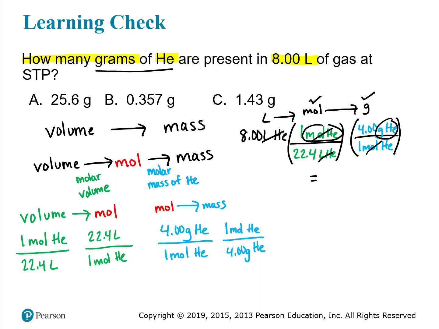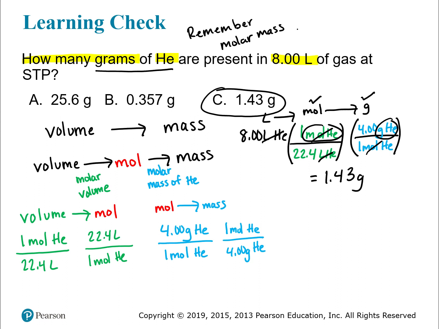Then you do the calculation. 8 divided by 22.4 times 4. So there's our answer. The key to this problem is remember molar mass. That takes you from moles to mass and mass to moles. If you have questions, this is a good time, but I'm just going to keep pressing forward if nobody stops me.